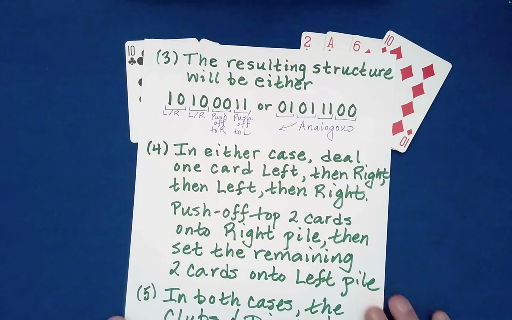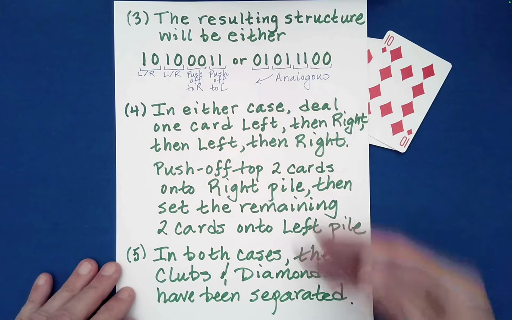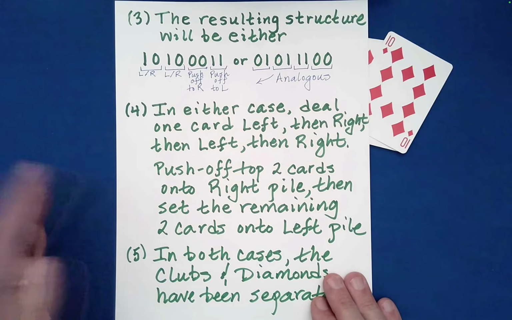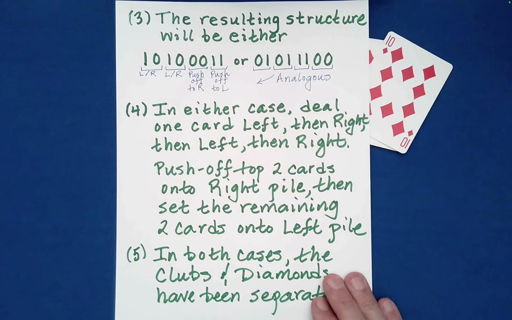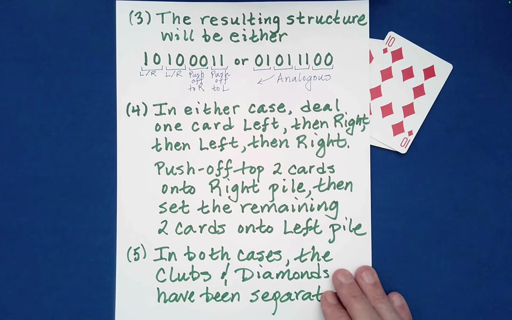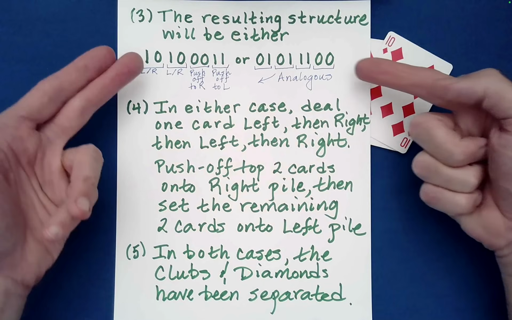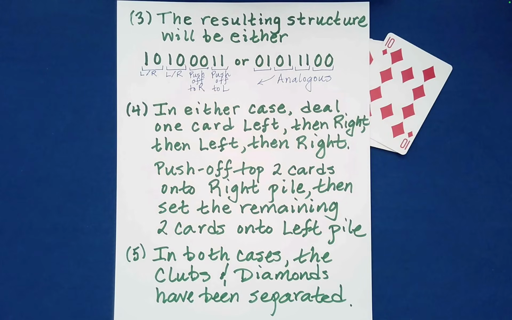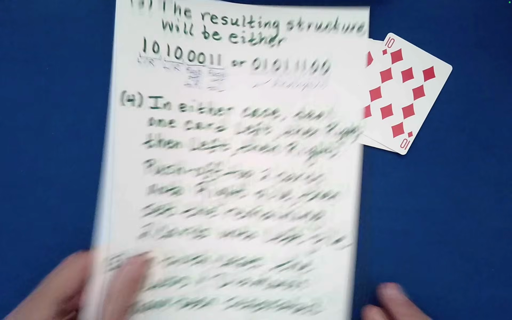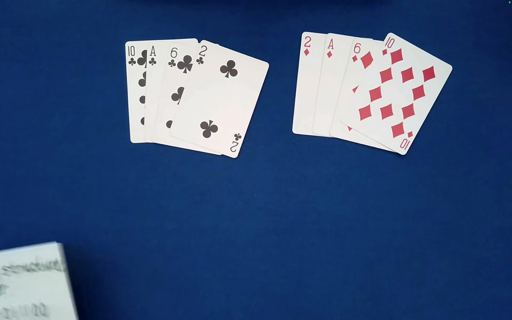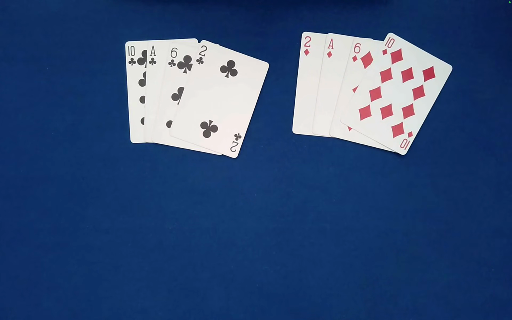That's what my write-up is describing, that dealing out. You go left, right, push off the next top 2 cards, set them on the right, set down the remaining 2 cards on the left, and regardless of what it looked like before that, we will have separated the clubs from the diamonds. Well, that's kind of the secret. It's using Bessie sequences and a card spelling system that I've discovered works with Bessie sequences.